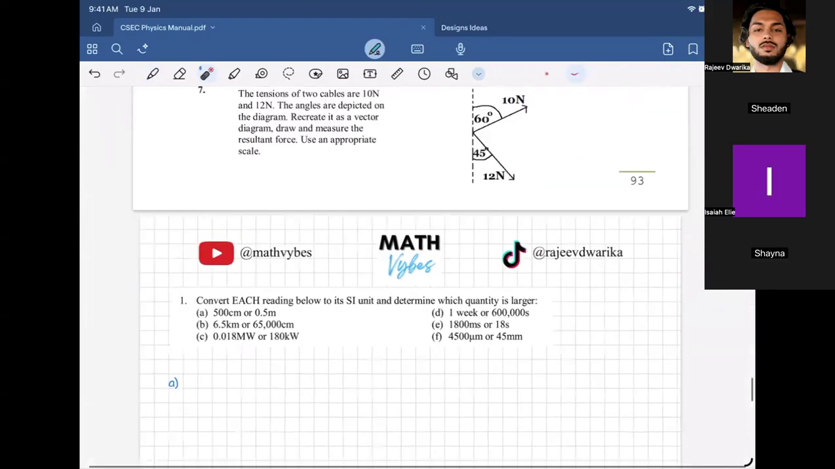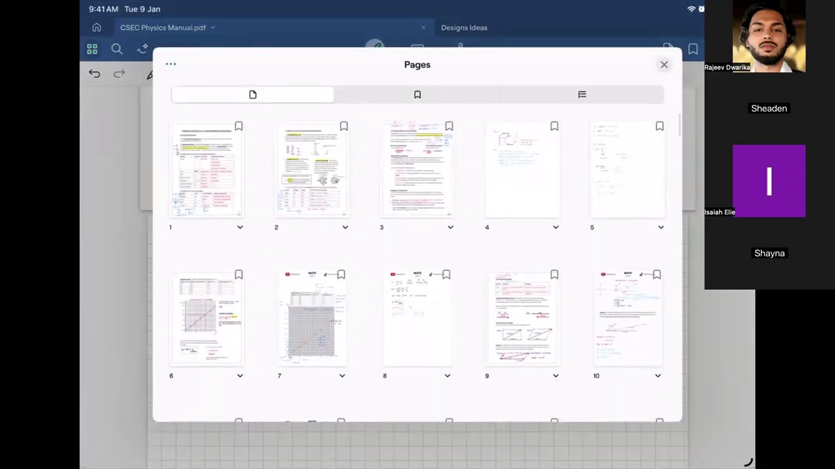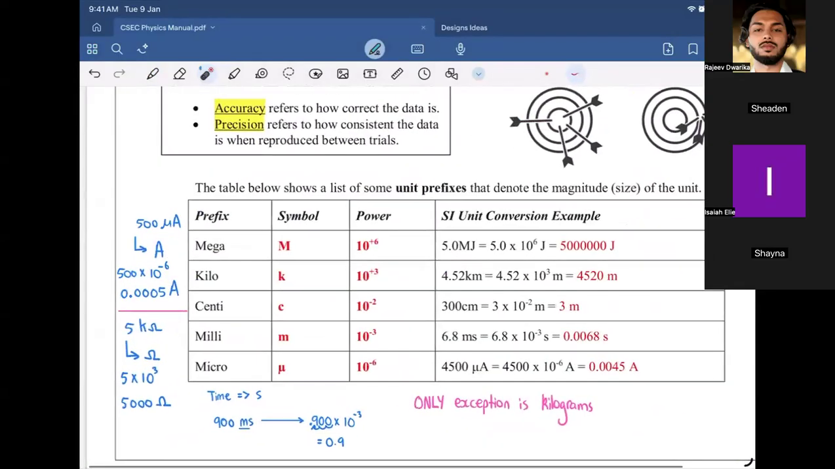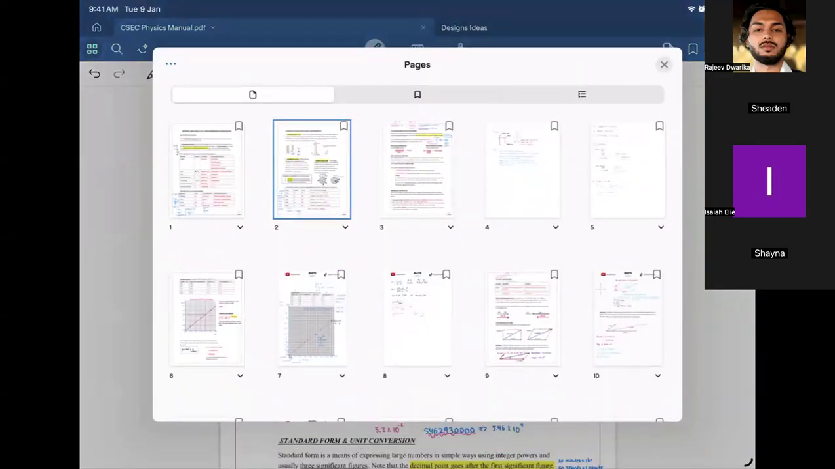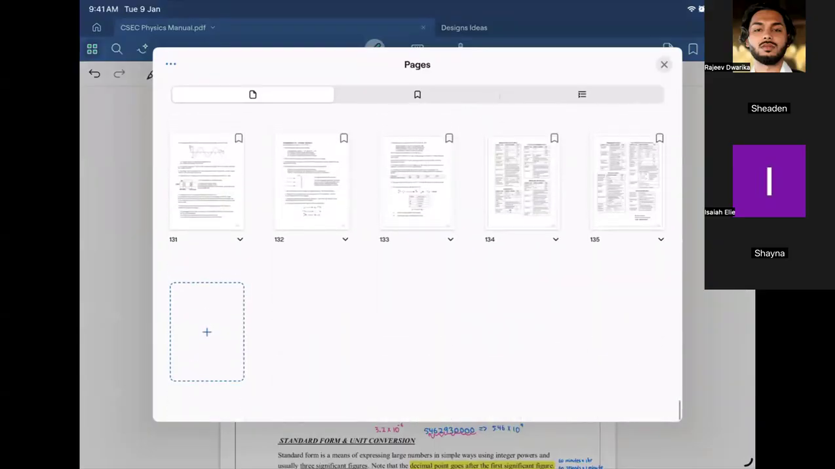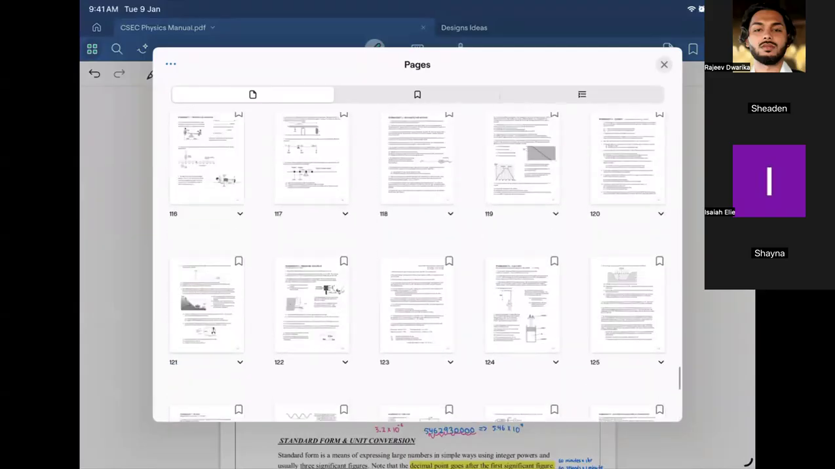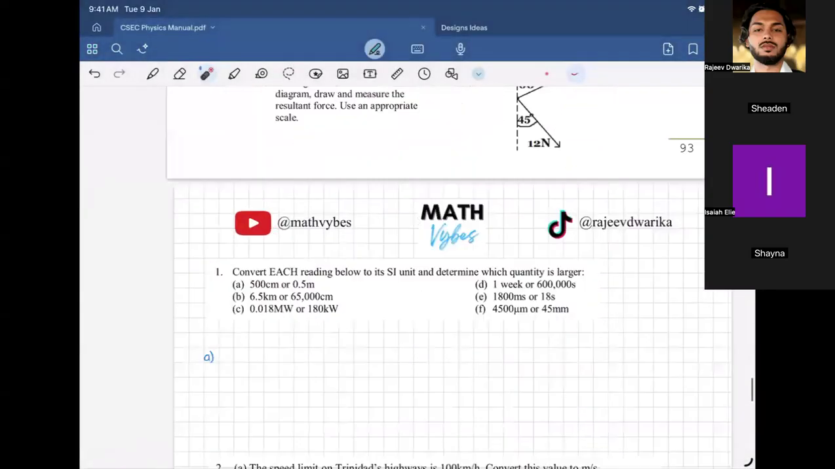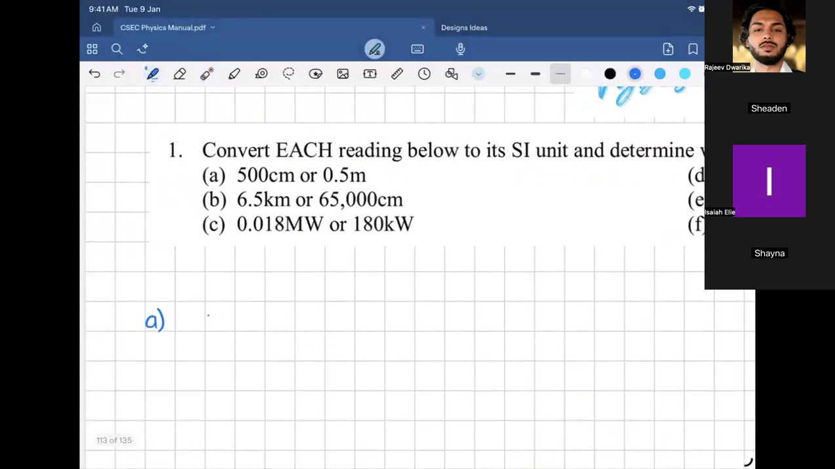So remember when we looked at the prefixes, did we do centi, or did we just look at milli, micro, nano? Oh, we did look at centi. Check it out, Shina. What does centi mean? 10 to the power minus 2, right. So what I wanted you to do is remember the prefixes and just multiply. Centimeters to meters is such a basic conversion. Just divide that by 100, and that'll be 5 meters. So 5 meters or 0.5 meters.